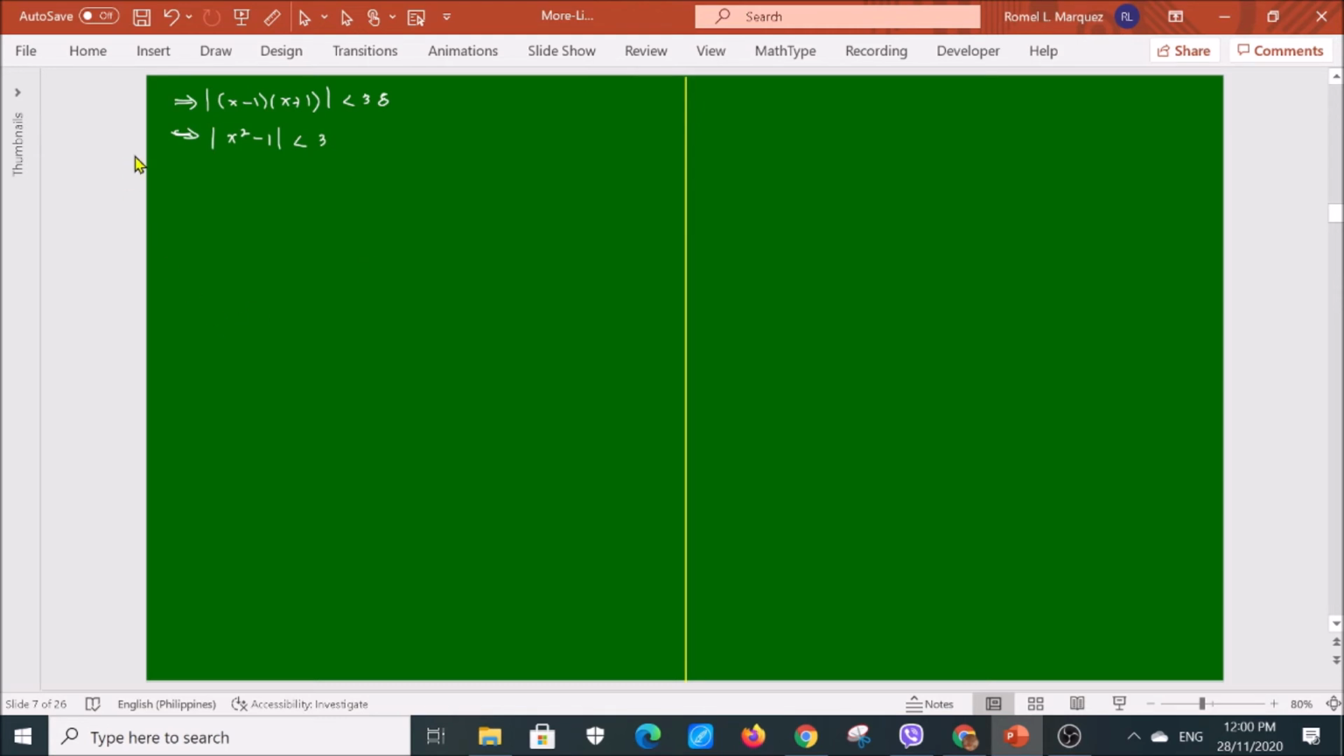And then, replace this by epsilon over 3. And that is less than epsilon. And this is what we want to get. Therefore, we say that the limit as x approaches negative 1 of x squared minus 2 is really equal to negative 1. Okay? So that's it. So we're done, no? We're done.